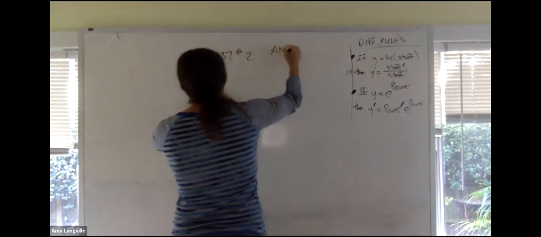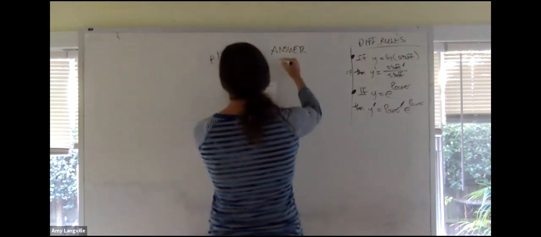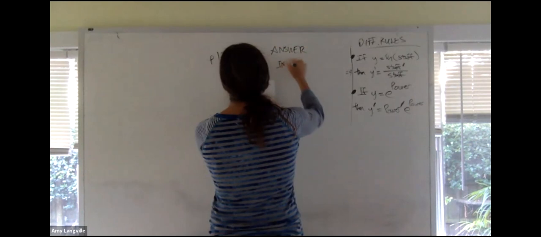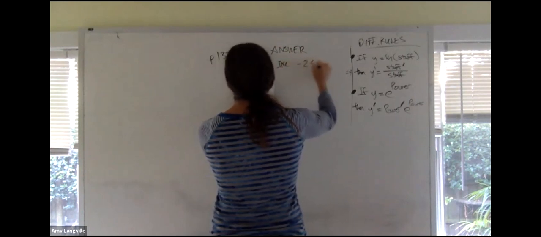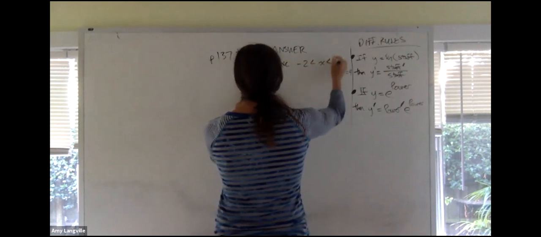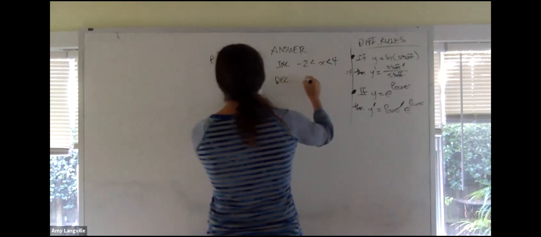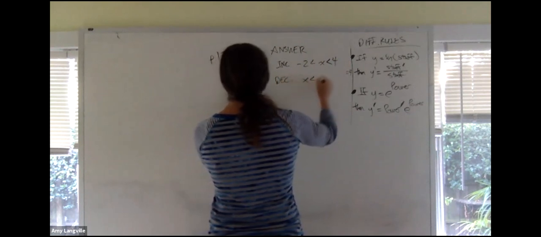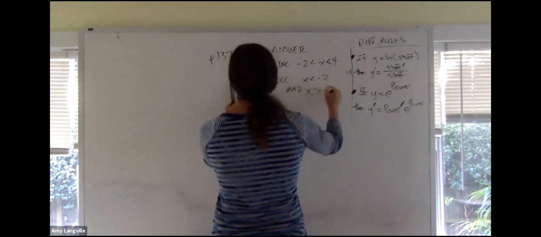The answer should say that it is increasing from -2 to 4, and then decreasing when x is less than -2 and when x is greater than 4.